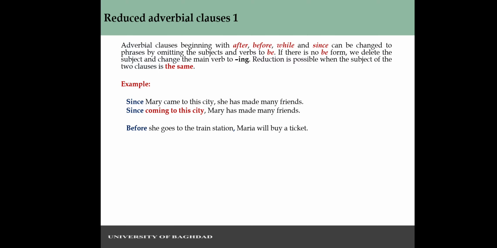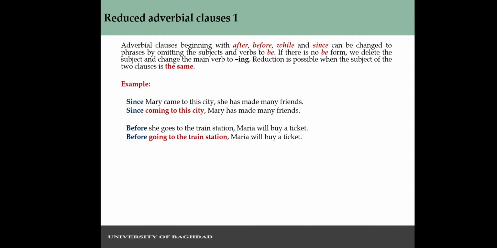How can we change this adverbial clause into a phrase? We need first to delete Mary, the subject, and add ing to the verb come by using first the base form, just like here. Since coming to this city, Mary has made many friends. So we deleted the subject and we change the main verb into the ing form.